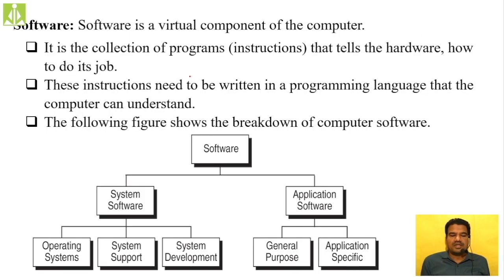Okay. So software is a collection of programs that tells the hardware how to do its job. What is software? It is a collection of programs, where programs in turn are collections of instructions. What these programs or instructions will do is tell the computer hardware how to do the given job. Whatever job you have assigned to the computer, how to do that job, those commands will be given by these programs or instructions.